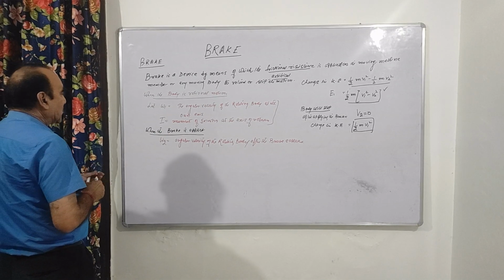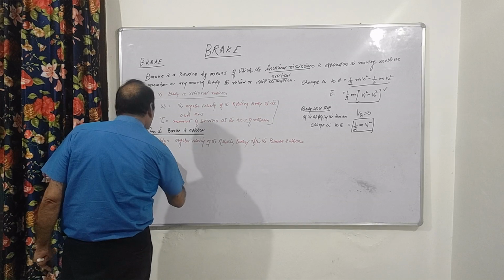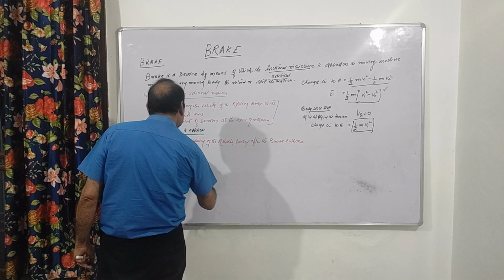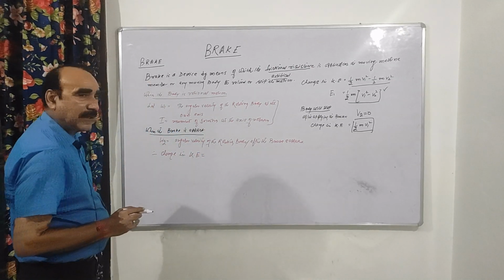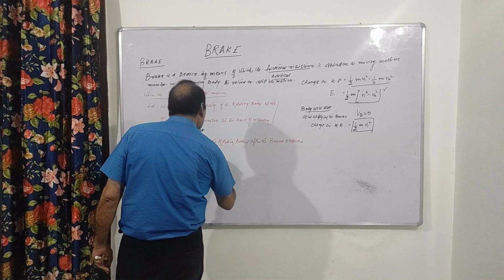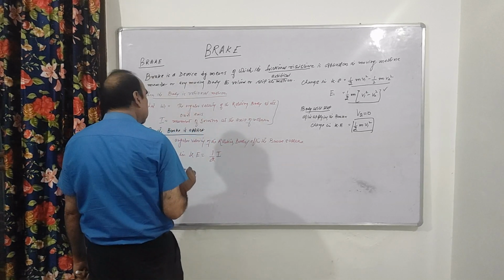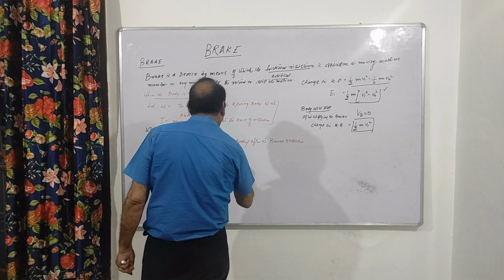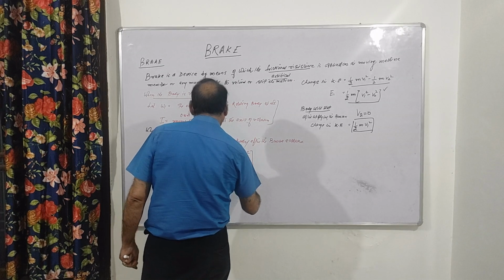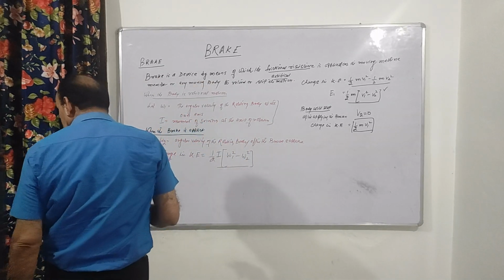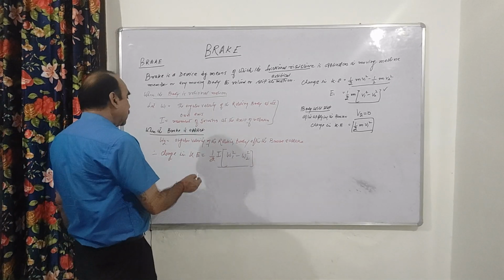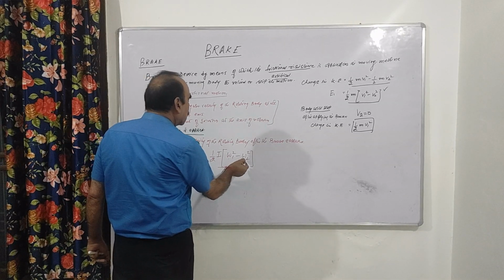So its velocity reduces. So therefore there is a change in kinetic energy. इसमें क्या change in kinetic energy आएगा, right? So the change in kinetic energy is equal to 1 by 2 I times omega 1 square minus omega 2 square. So this is the change in kinetic energy, 1 by 2 I (omega 1 square minus omega 2 square).